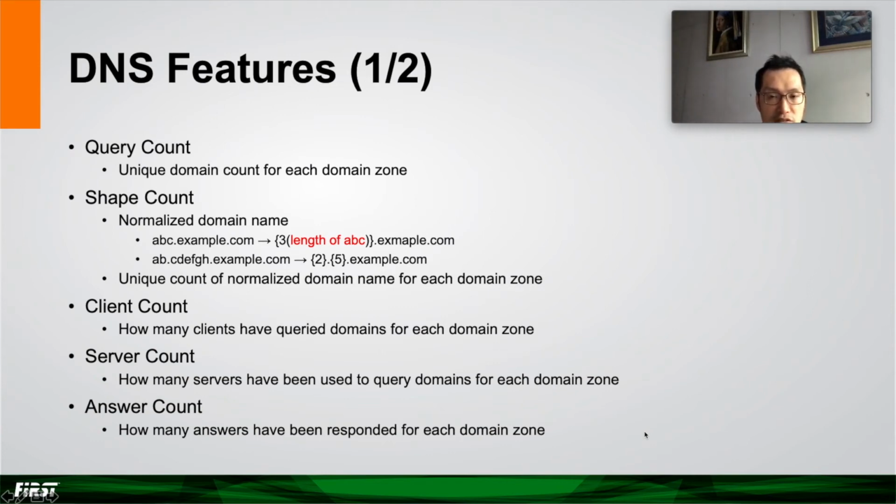Okay, the third, the client count. The client count means how many clients have queried domains for each domain zone. And fourth is the server count. The server count means how many servers have been used to query domains for each domain zone. The last is the answer count. The answer count means how many answers have been responded for each domain zone.